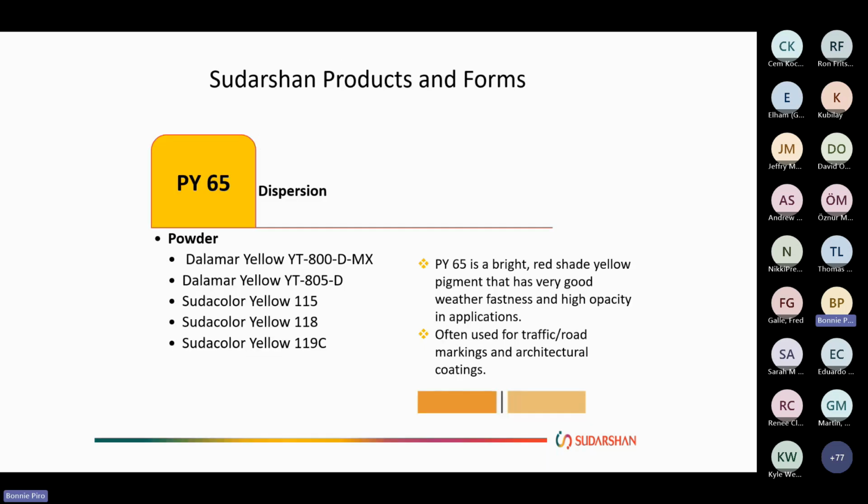And then last in the line of monoazos is the Pigment Yellow 65. So here, think traffic paint. This is one of the key things. So the yellow lines on the street primarily is Pigment Yellow 65. This is a very red shade pigment in the monoazo category, often used for traffic paint as well as also in architectural coatings.